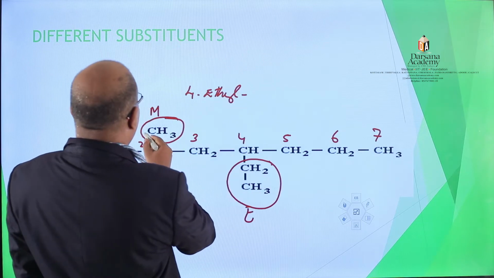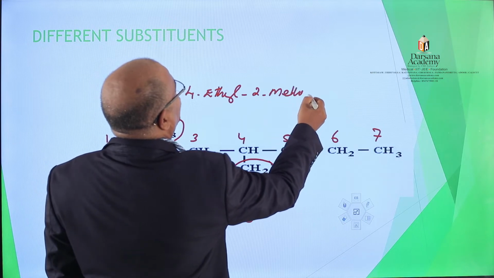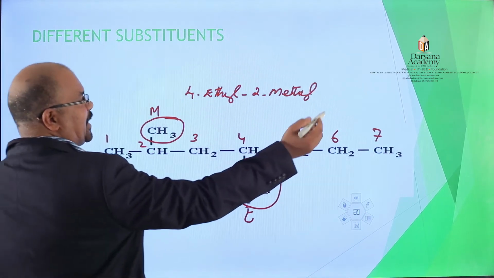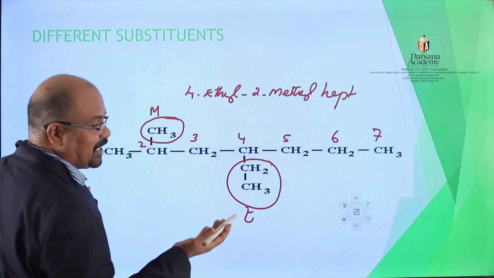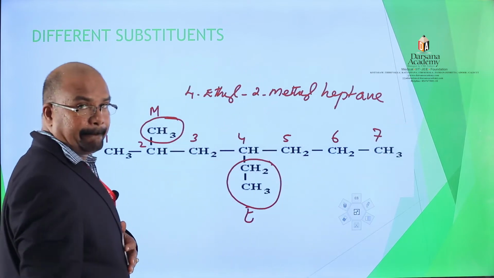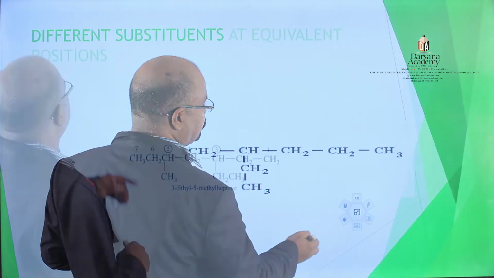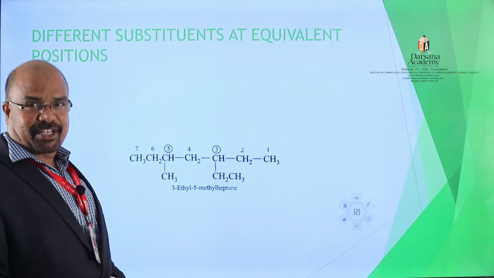4-ethyl, the second position. What is there? This methyl, 2-methyl. Here hept is the root word. You know that only saturated single bonds are present, so heptane is the compound. Clear? Okay, the next: different substituents at equivalent position.